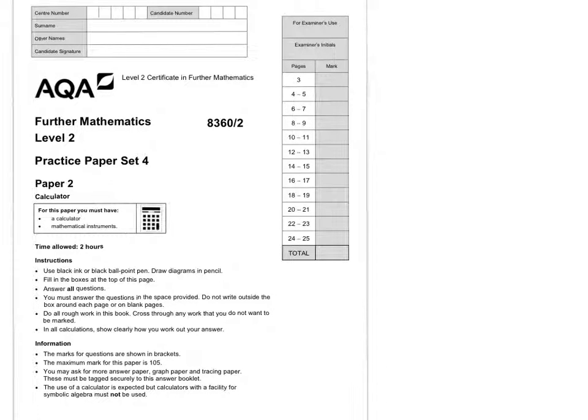Further maths, practice paper set 4, calculator paper, question 7 onwards. Question 7. The sides of a canal are straight and parallel. R and S are 2 points on one side of the canal. T is a point on the other side of the canal. Show that ST is 32.97 meters to 4 significant figures.